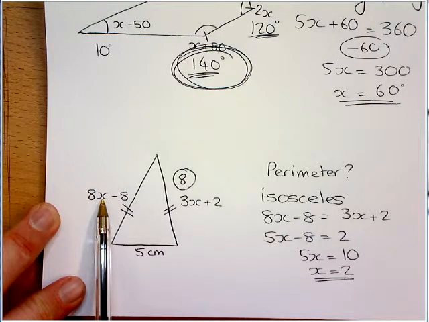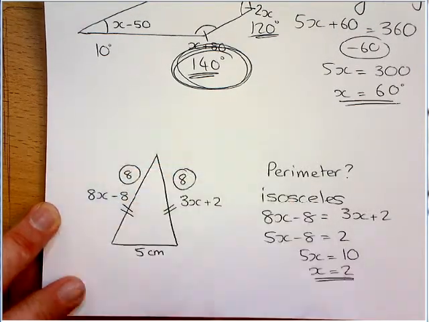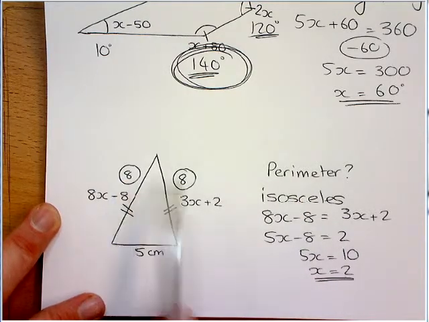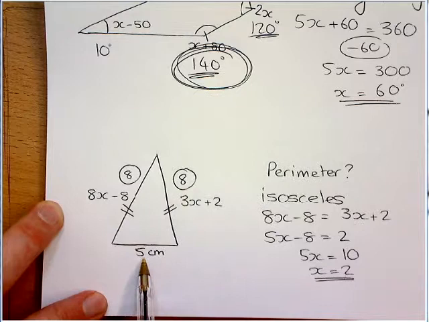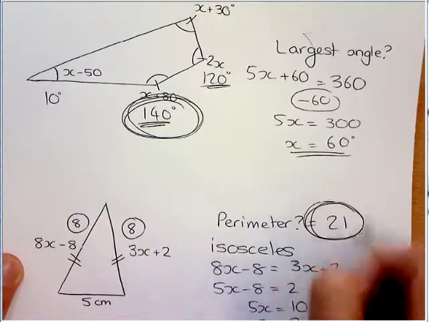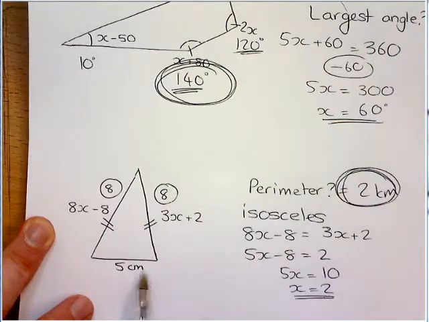So 8 times 2 is 16. Take away an 8 is also 8. So the perimeter of this whole isosceles triangle is 8 plus 8, 16, plus the 5, 21. So that equals 21 centimeters. I know it's centimeters because it says it down there.